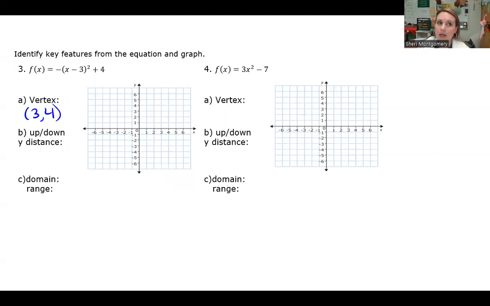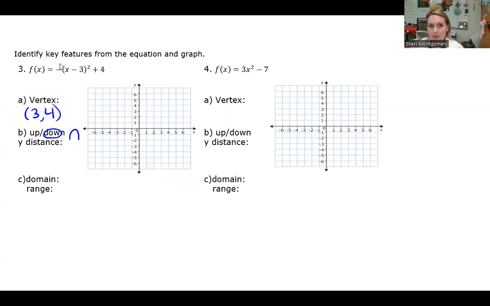Is that going to open up or open down? How do you know? Exactly right. So it will open down because in front of the parentheses, there's a negative. Most of the time you open up, but anytime I open down, I give myself a little reminder when I graph it, it needs to go down.